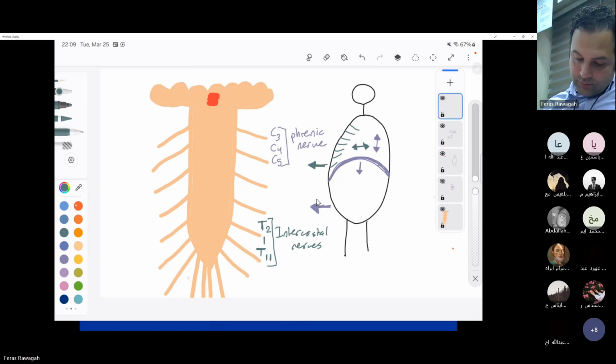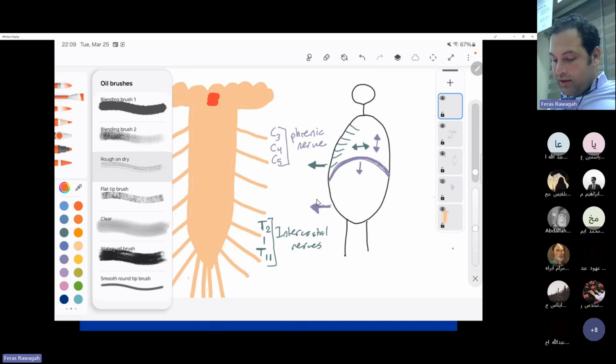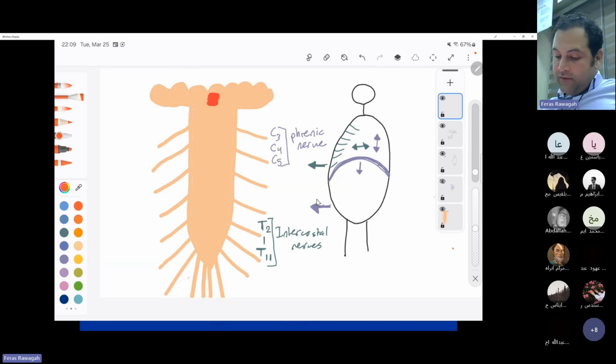So what happens if the lesion, for example, happens at the C2 level? And it is a complete spinal cord injury at the level of C2. What will happen? This will result in complete interruption of the respiratory muscles, and usually the patient will have sudden death and will not even reach the hospital.